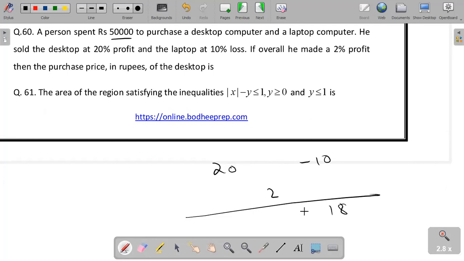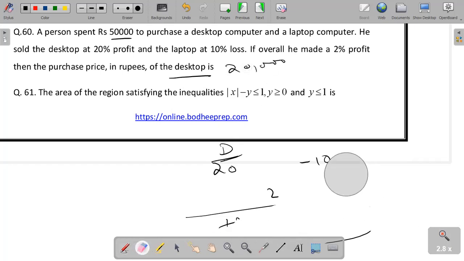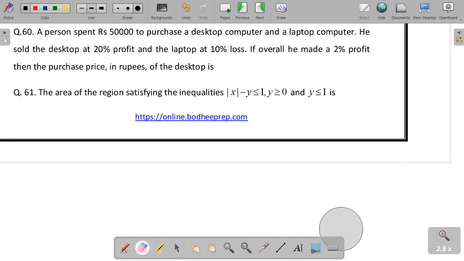This would be 18 and this would be 12. So 2 and 3, this is the ratio of the cost price. So the total is 20,000 and 30,000. They asked for the desktop, and on the desktop he had a profit, so the desktop is purchased at 20,000. 20,000 should be the answer. So that's how simple CAT quant is.